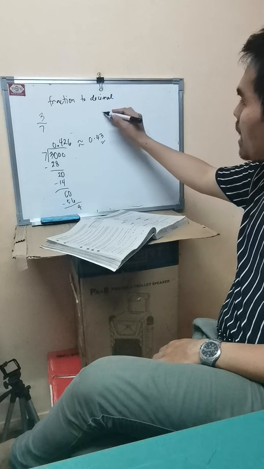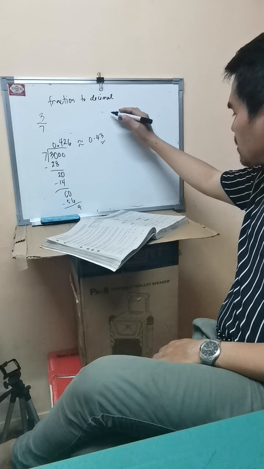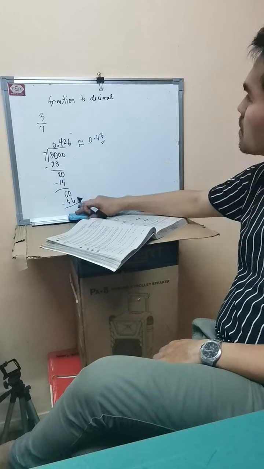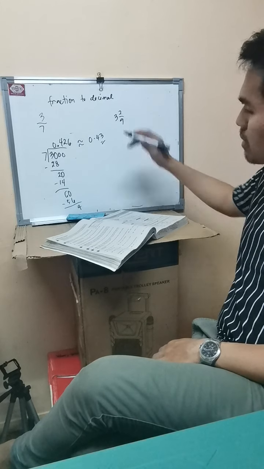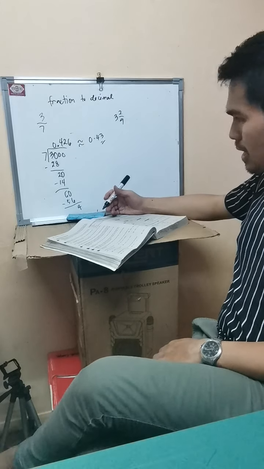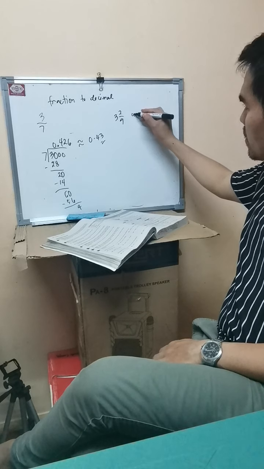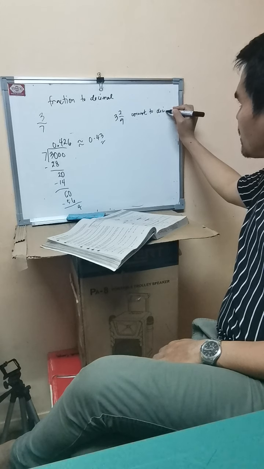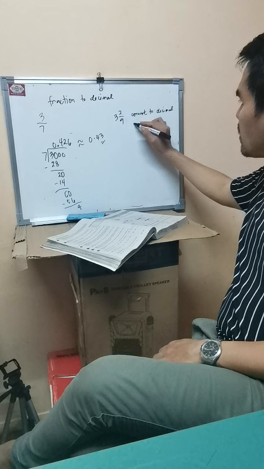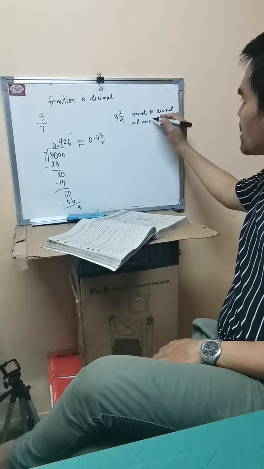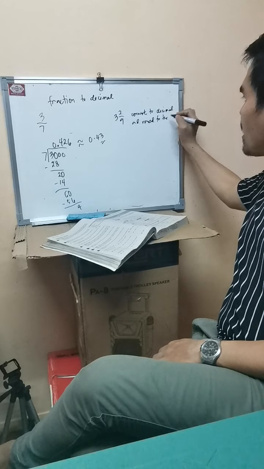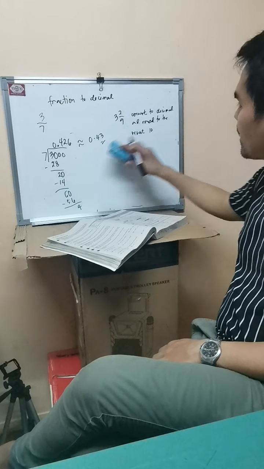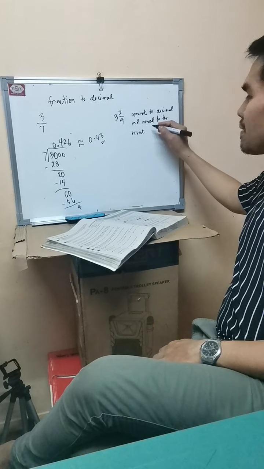What about if we convert 3 and 2 over 9? What is its converted form? Convert it to decimal, and round the answer to the nearest thousandths.